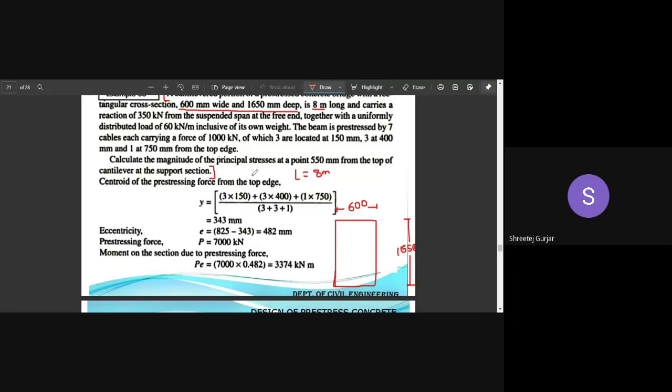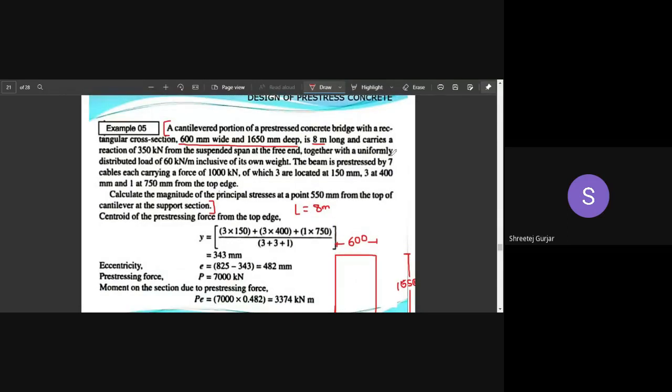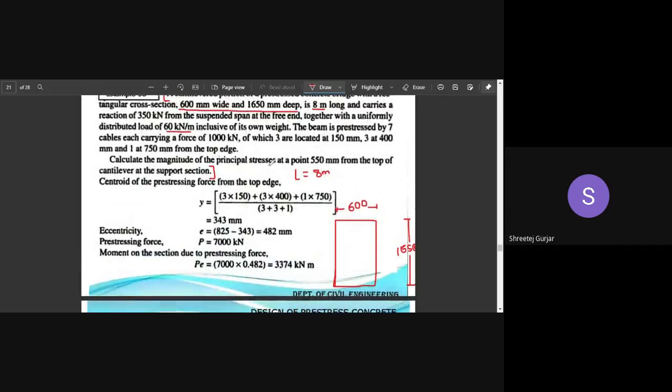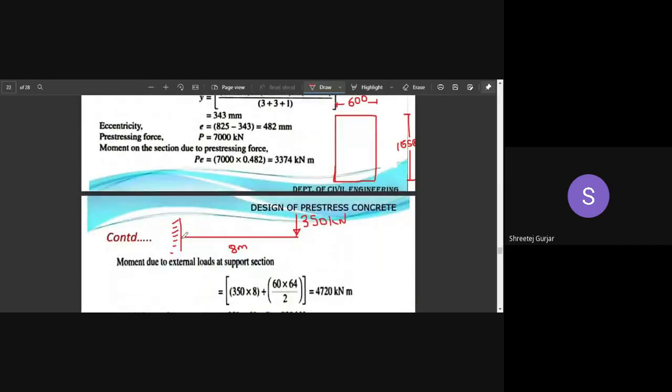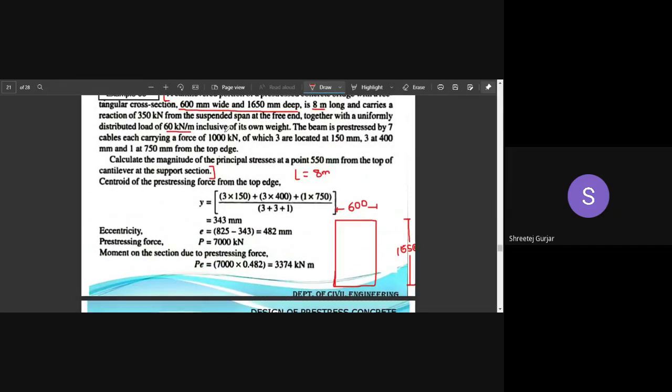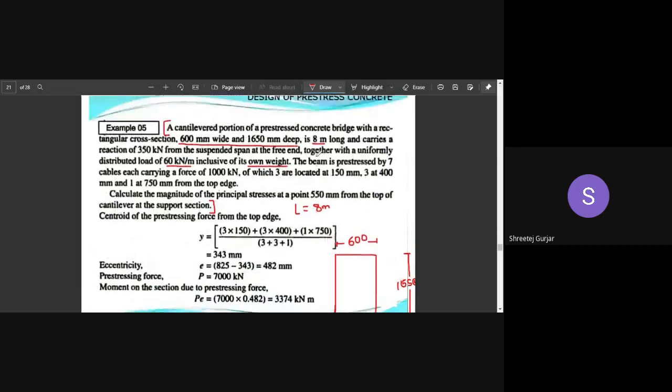Okay. Next thing, together with a uniformly distributed load of 60 kilonewton inclusive of its own weight. So along with this particular 350 kilonewton force, there is one more UDL which is acting. This UDL is 60 kilonewton per meter. It is inclusive of its own weight. Okay. Next thing.